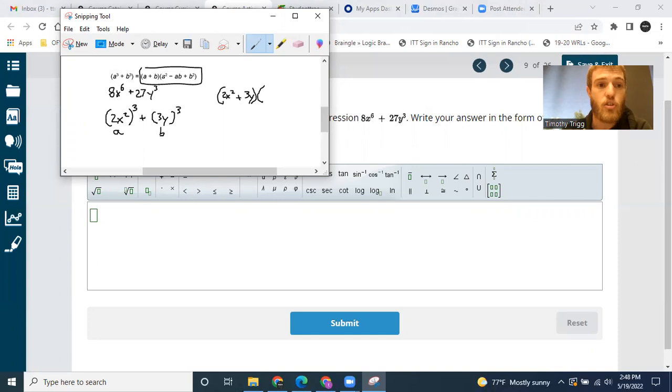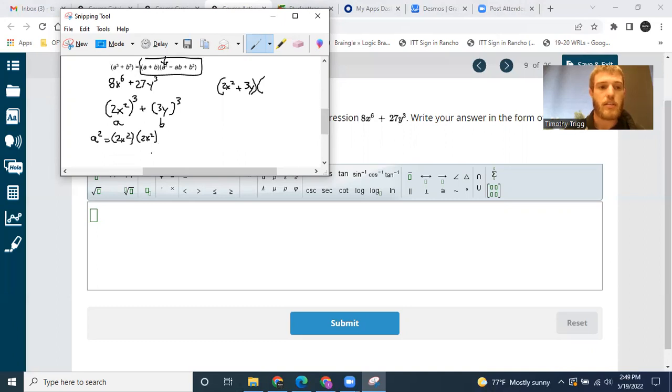Okay, then we have a squared. So what's our a again? Well, it's 2x squared. And we want to square that. So when it says a squared, we want to do 2x squared, right? So that means times itself. So where it says a squared right here, we're going to do this a times itself. So that's going to make 4x to the 4th. So that's what we're right here, 4x to the 4th.